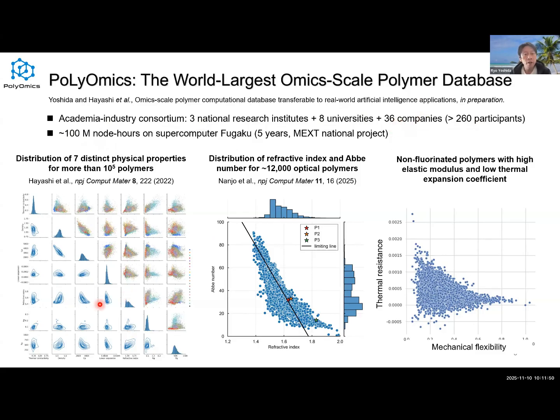So here is an example of data collection from PolyOmics. For example, this panel shows the joint distribution of 7 distinct physical properties for more than 10^5 distinct polymers. As you can see from this figure, there is a trade-off among the multiple physical properties, so it forms a Pareto frontier. So with our database, we can gain many insights. For example, where is the Pareto frontier we can achieve with the current material species, and what kind of polymer species exist on the boundary like this.